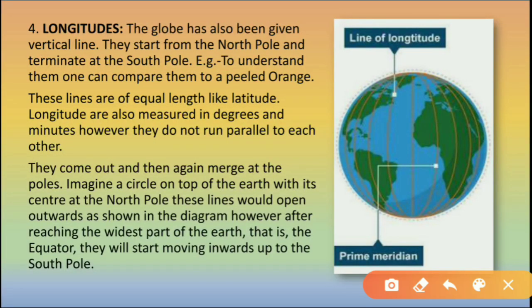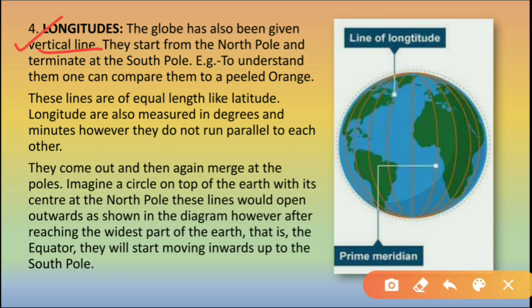So the next topic here is longitudes. Students, longitudes. The globe has also been given vertical lines. They start from the North Pole and terminate at the South Pole. These are longitudes. The longitudes are vertical lines. These are also imaginary lines. Do not forget, these are not real lines. These are imaginary lines which are vertical in shape.